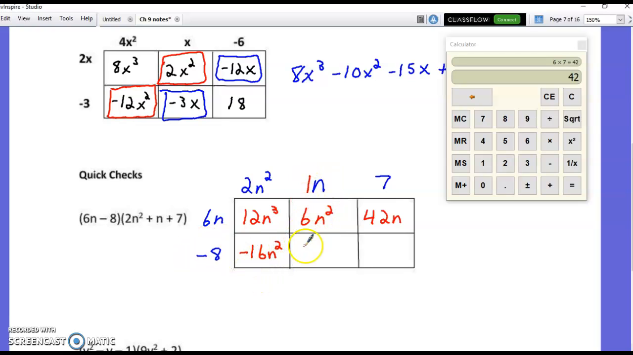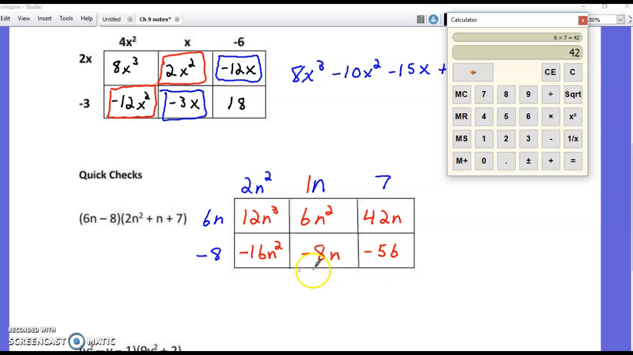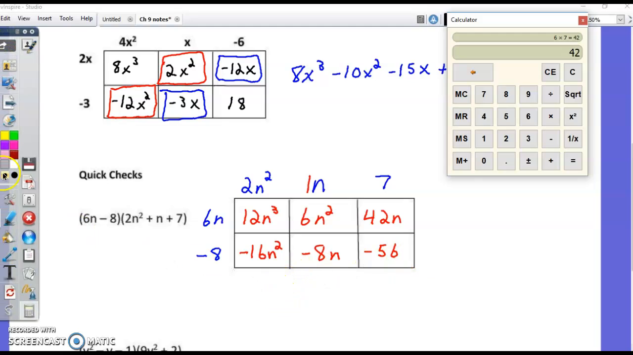Negative 8 times 1 would be negative 8, and then we have the n. Negative 8 times negative 7 would be a negative 56. Sorry, negative 8 times positive 7, negative 56. Use your calculators to be sure on those. Alright, now we have to combine our like terms.